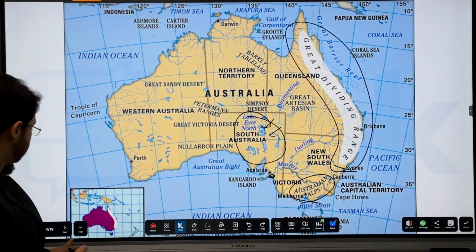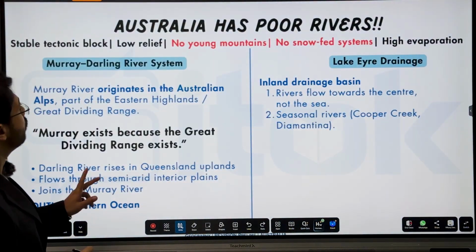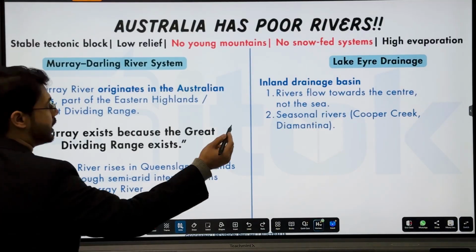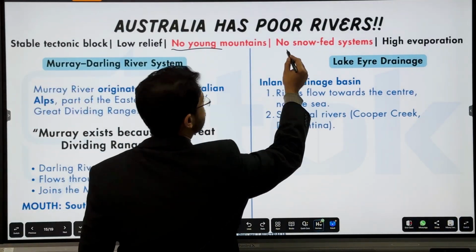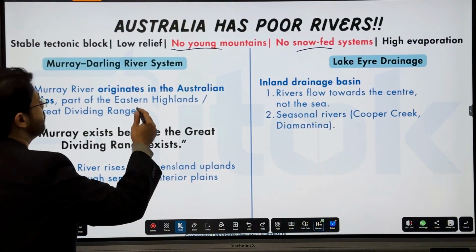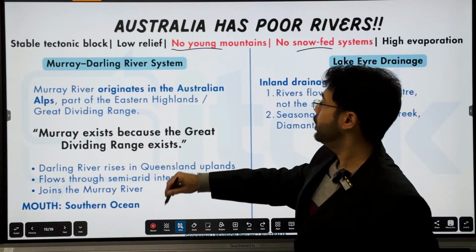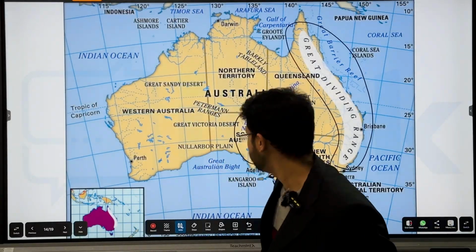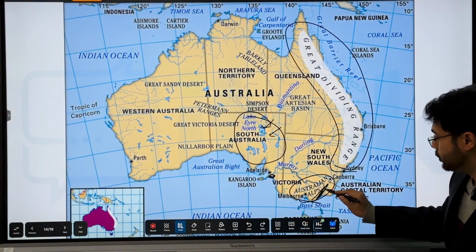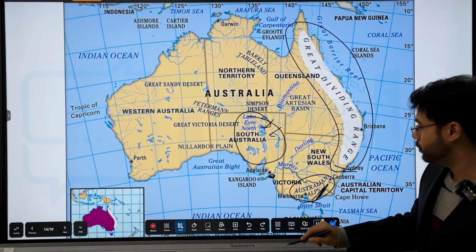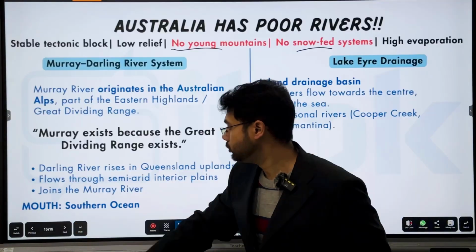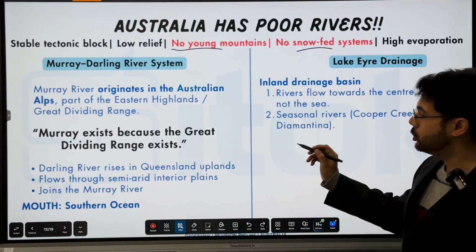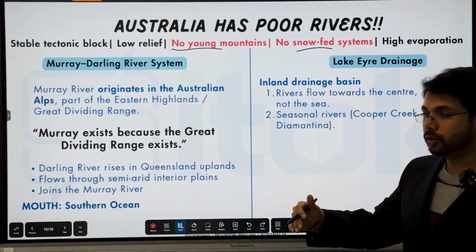So, yes, we've discussed this. Now, Australia has poor rivers. As I said, no young mountains, no snow-fed system. First is the Murray-Darling River system. So, the Murray River originates in the Australian Alps. That's why this was also important. Murray River is originating from here, and it goes towards the Great Australian Bight.